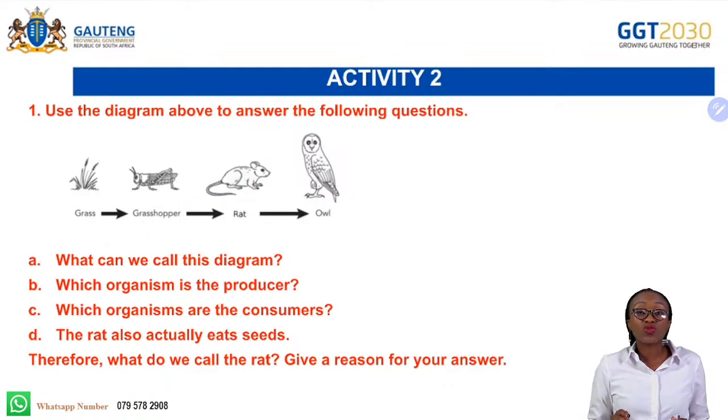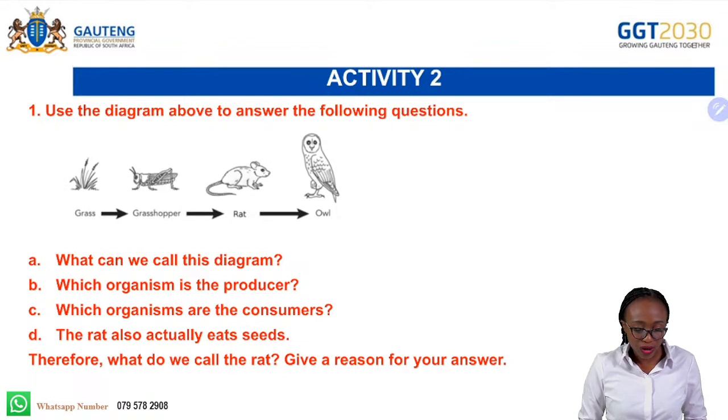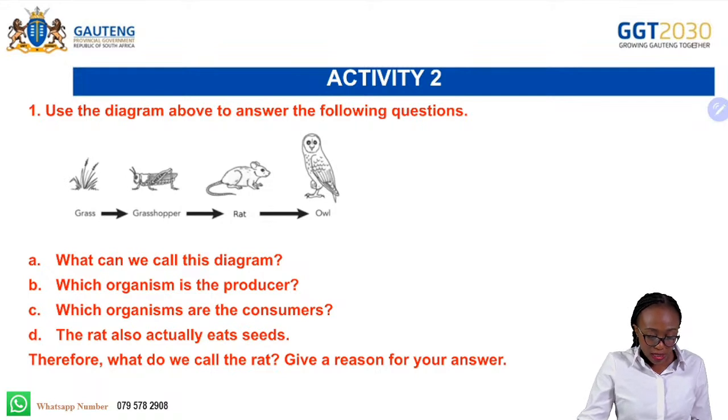So now let's do this activity together. Use the diagram to answer the following questions. Now we've got grass, grasshopper, rat, and owl. Question A, what can we call this diagram? Question B, which organism is the producer? C, which organisms are the consumers? D, the rat also eats seeds. Therefore, what do we call the rat? Give a reason for your answer. So I'm going to give you 5 minutes for this activity. Then after 5 minutes, we will do the solutions together.